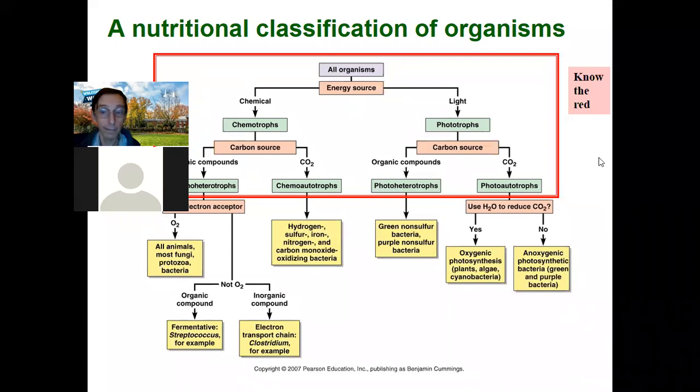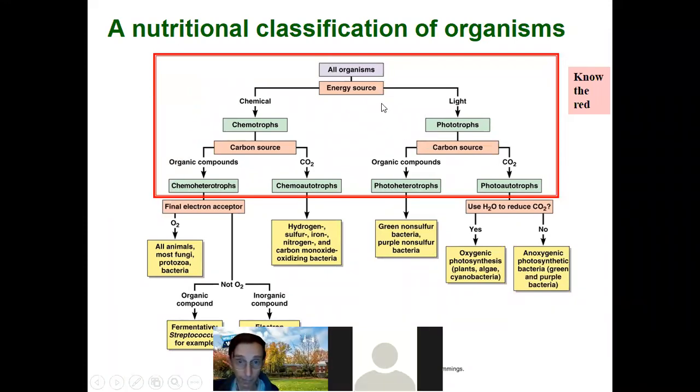So you should know that we classify all organisms by their energy source. And if they get their energy needs from light, we call them phototrophs. If they get their energy needs from a chemical, like glucose, we call them a chemotroph. The phototrophs can then be split on where they get their carbon source. And if they get their carbon from CO2, we call them photoautotrophs. If they get their carbon from an organic chemical compound, such as glucose, we call them a photoheterotroph.